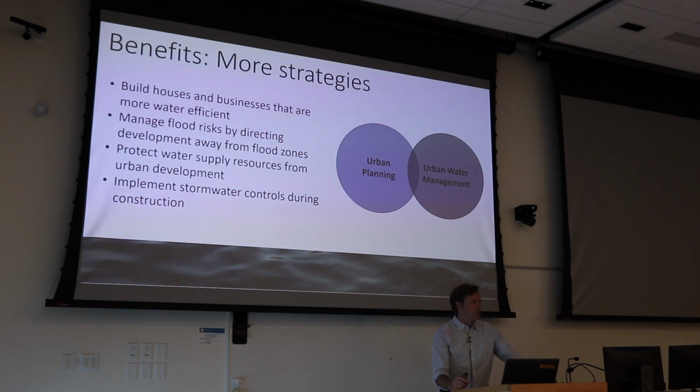We can manage flood risks by directing development away from flood-prone areas, reducing the costs of having to rebuild infrastructure or housing. We can protect water supply resources from urban development. We can protect rivers. We can protect watersheds. And implement stormwater controls during construction. So when we're building new development, we can try to keep that water on site rather than contributing to stormwater flooding in the area. So by combining these two fields, it expands the options. That's really the key thing.